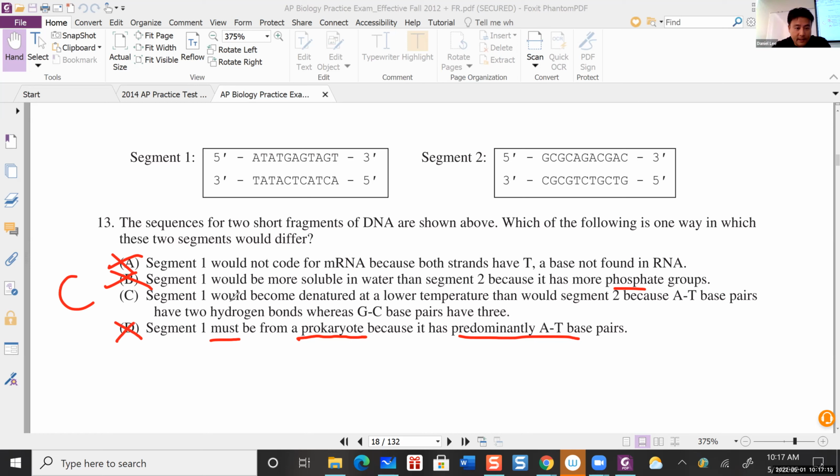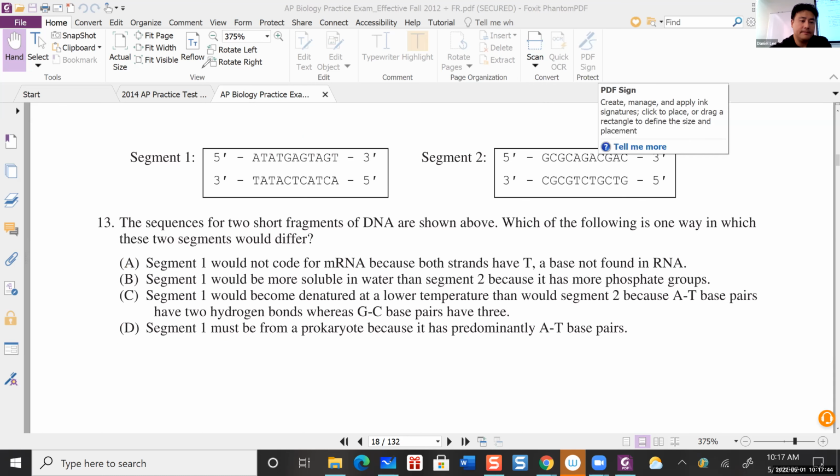So let's see. One would be denatured at lower temperature than two would, because AT have two hydrogen bonds, GC have three, exactly, right? TA are connected by two hydrogen bonds and GC have stronger base pairing. So that allows GC to survive better at higher temperature. In fact, if you look at the bacteria that live in hydrothermal vents, they have a lot more GC base pairs than they do TA base pairs for that particular reason. So the answer is C.